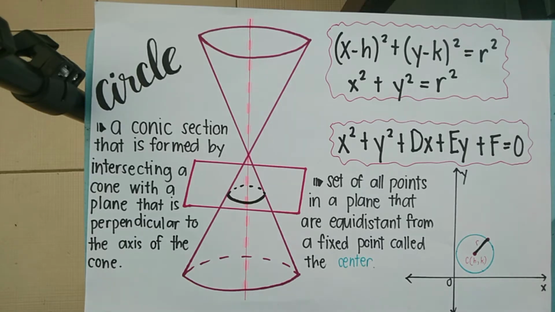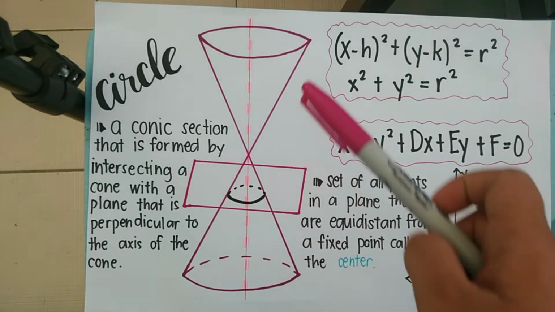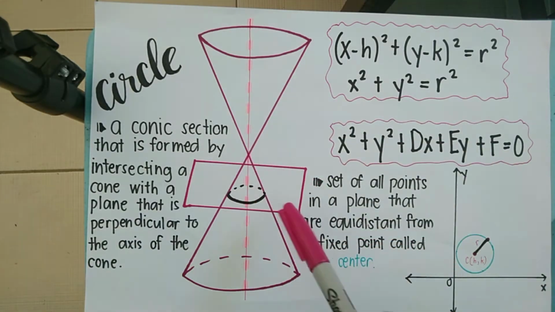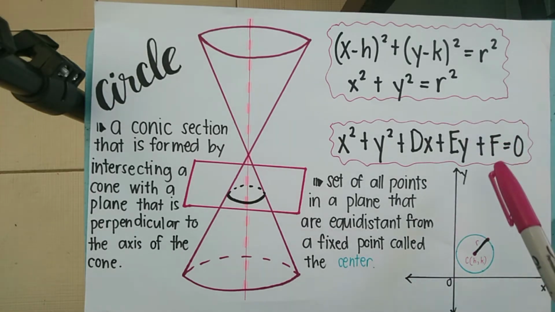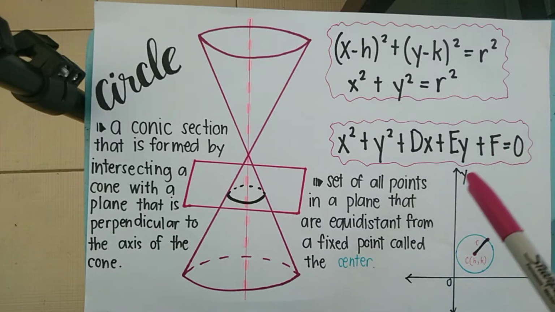Circle is a conic section that is formed by intersecting a double napped cone with a plane that is perpendicular to the axis of the cone. It is the set of all points in a plane that are equidistant from a fixed point called the center. The equation of a circle has two forms, the standard form and the general form.